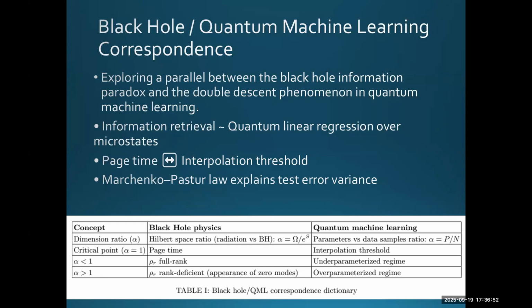The dimension ratio alpha corresponds to the Hilbert space ratio in black hole physics. It corresponds to P over N. The phase time corresponds to the interpolation threshold. And the length of the density matrix is important. I skipped that point, but the number of independent eigenvalues is important.